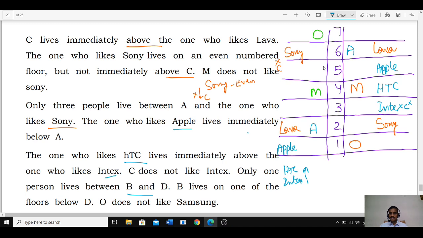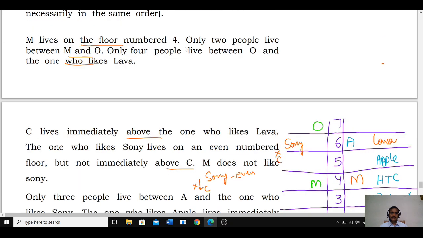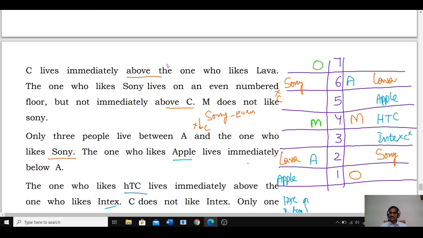Now let us check out the possibilities for this C. M lives on floor number 4. Only 2 people between M and O. 4 people between O and Lava. O and Lava, there must be 4. C lives immediately above the one who likes Lava. As C lives immediately above the one who likes Lava, C is here.